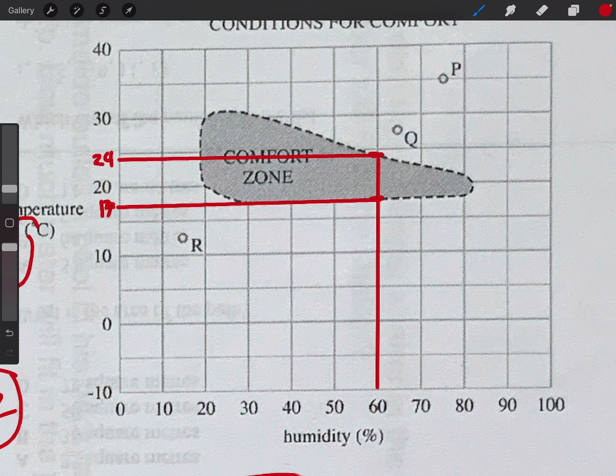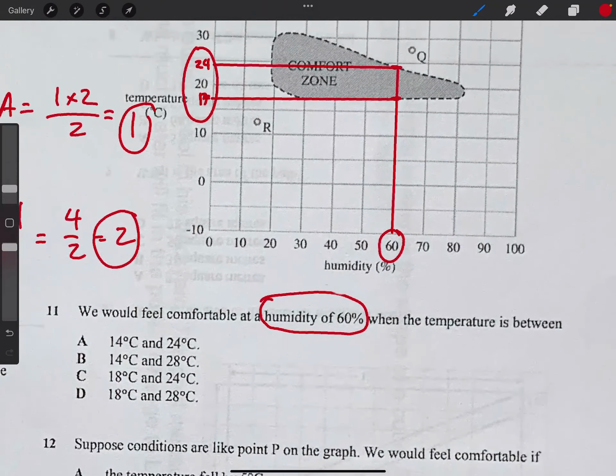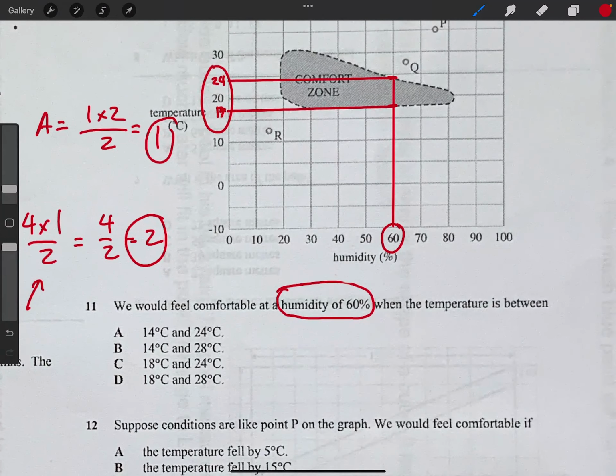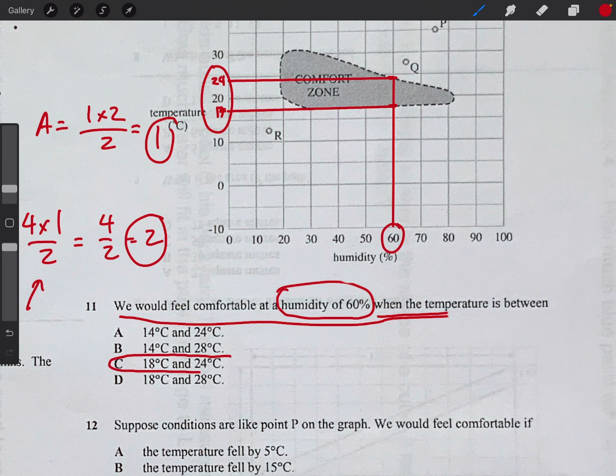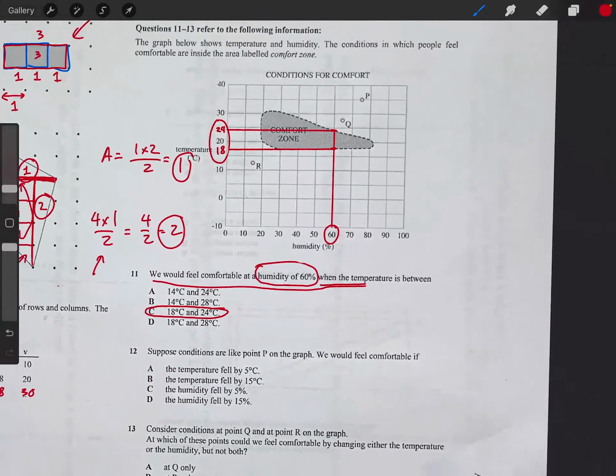So with a humidity of 60, the temperature must be between 17 and 24. It says, we would feel comfortable at a humidity of 60 when the temperature is between what? Well, I just established that, so look at this one. Even though I said 17, maybe it's 18. It's just an estimation, so it could be 18 as well. So the answer has to be 18 and 24. That makes the most sense.